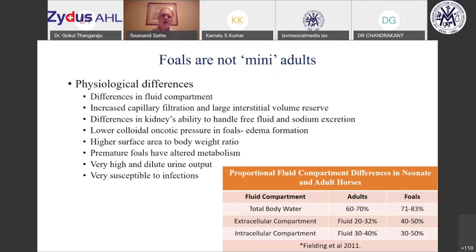Plus, to make matters more complicated, foals are highly susceptible to infections, especially foals that have a failure of passive transfer. Infections cause sepsis. Sepsis causes cardiovascular collapse, as well as systemic inflammatory response syndrome. And in these foals, you have extreme derangements of electrolytes, as well as response to glucose.